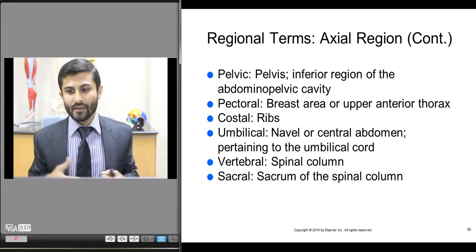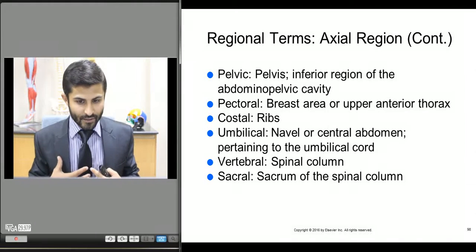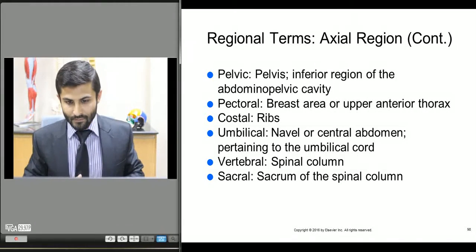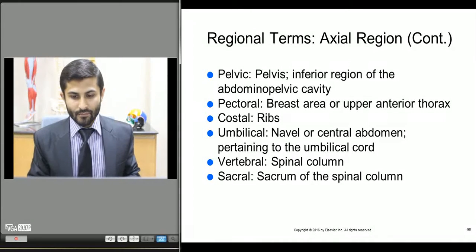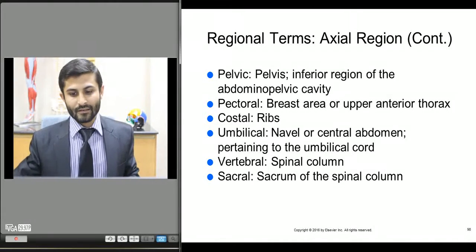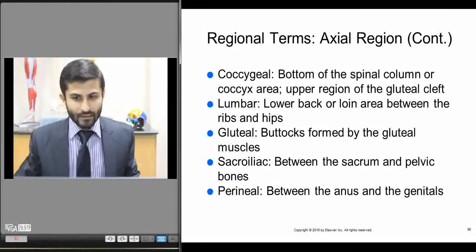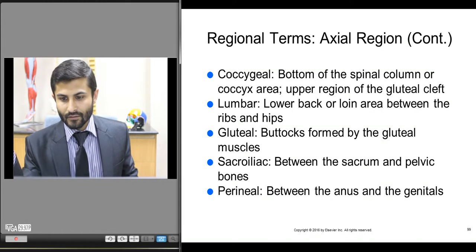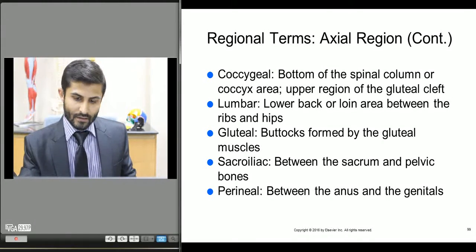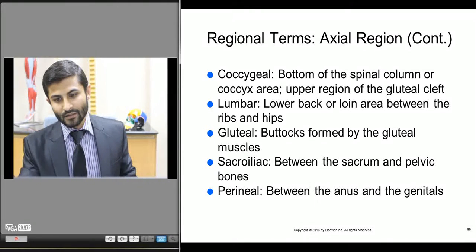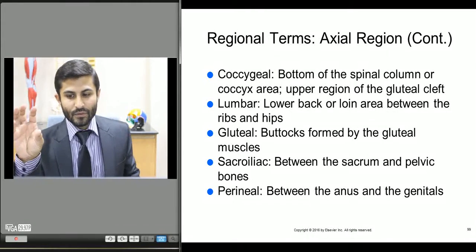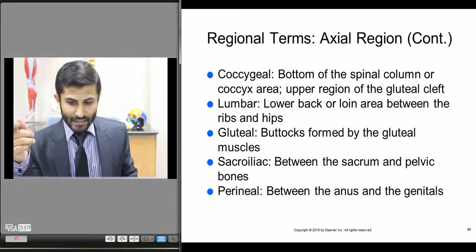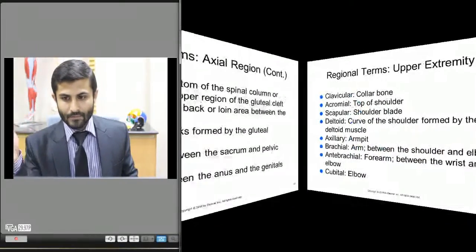Pectoral is for breast area or upper anterior thorax. Costal is for ribs. Umbilical is for navel or central abdomen pertaining to the umbilical cord. The vertebral refers to the spinal column. The sacral refers to the sacrum of the spinal column. Coccygeal, bottom of the spinal column or the coccyx area, upper region of the gluteal cleft. The lumbar is for lower back or loin area between the ribs and the hip. The gluteal is for buttock region formed by the gluteal muscles. Sacroiliac between the sacrum and the pelvic bones. Perineal between the anus and genitals.